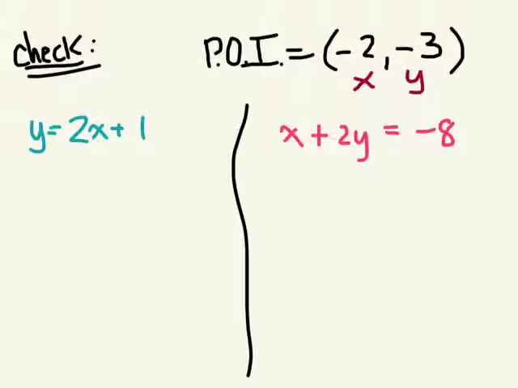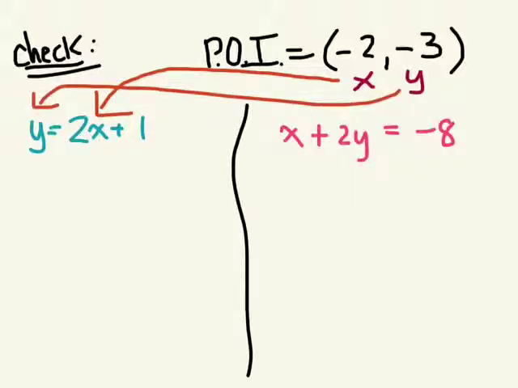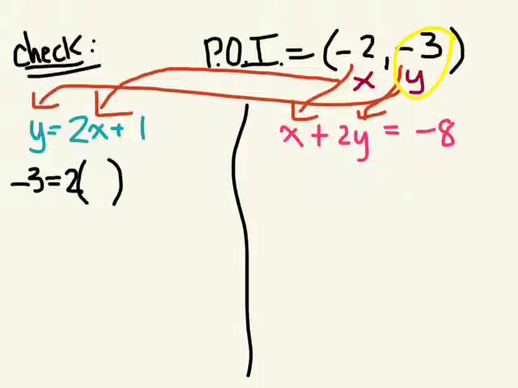I want to know, does this solution satisfy both of the equations? If I plug in the x value and the y value for both of them, we're going to see if it works, if it balances. So instead of writing y, what's the value of y that we found? -3. So -3 equals 2, what operation is 2x? Multiply, good. And the value of x was -2. Plus 1. So let's keep our left side and our right side separate.